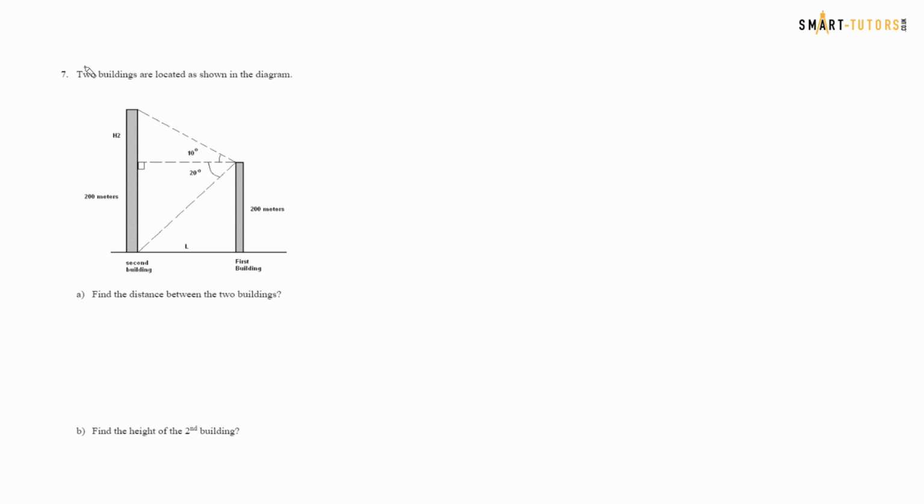Question number 7. Two buildings are located as shown in the diagram. Find the distance between the two buildings. So they are asking, find the distance between the first building and the second building. They clearly mark this as L. So that is the question here.